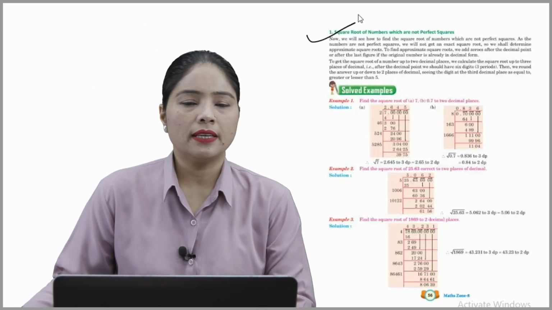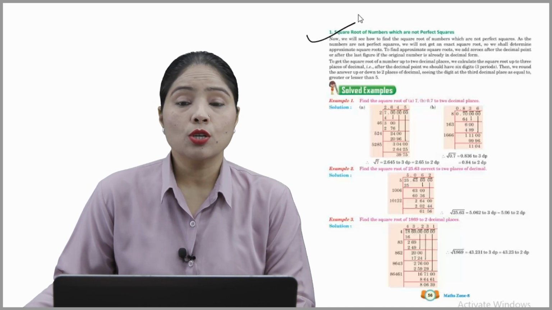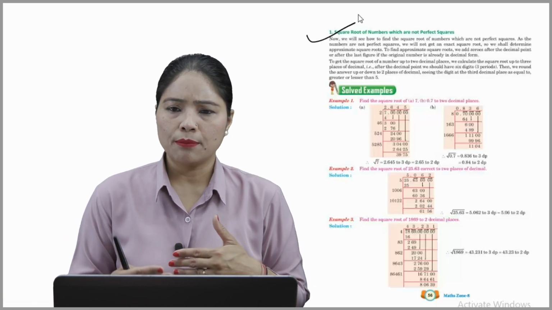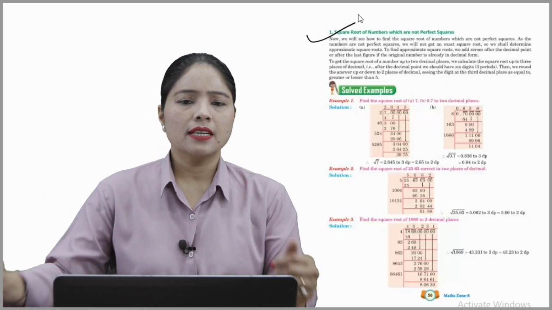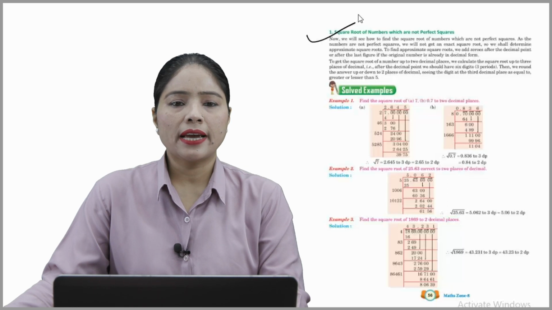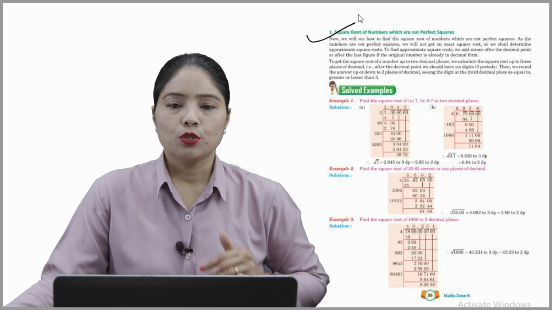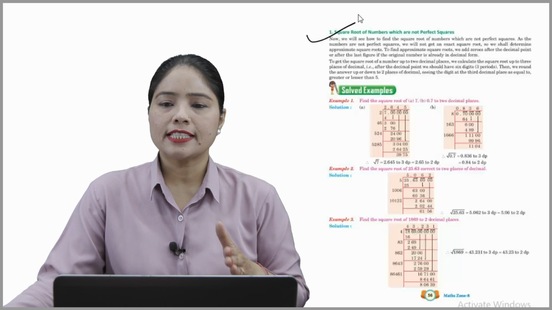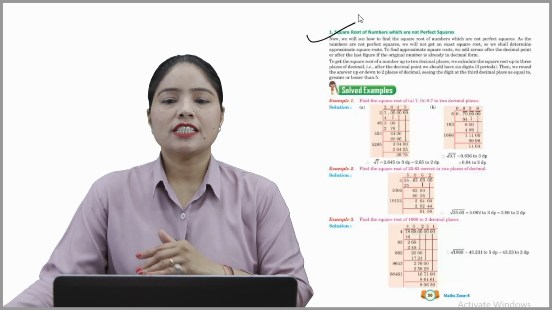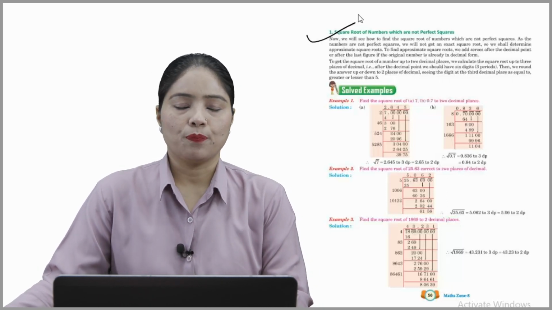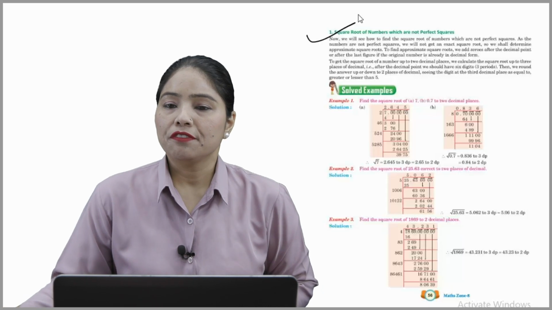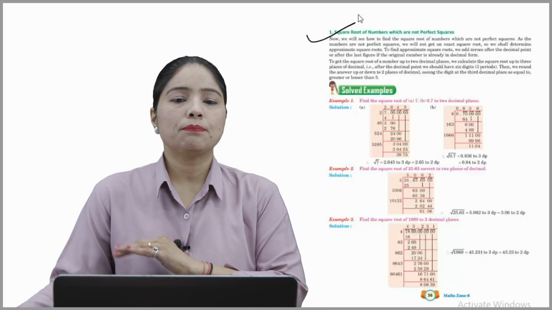Okay, so now next topic is square root of numbers which are not perfect squares. Now we will see how to find the square root of a number which is not a perfect square. As the numbers are not perfect squares, we will not get an exact square root. So we shall determine approximate square roots. To find approximate square roots, we add zeros after the decimal point, or after the last figure if the original number is already in decimal form. So to get the square root of a number up to 2 decimal places, we calculate the square root up to 3 places of decimals.